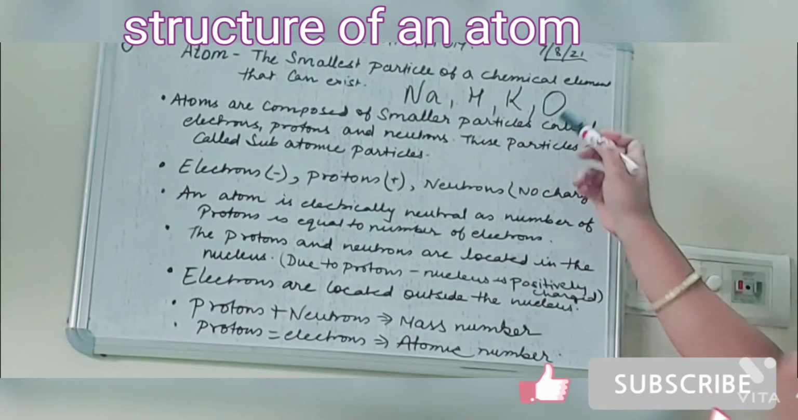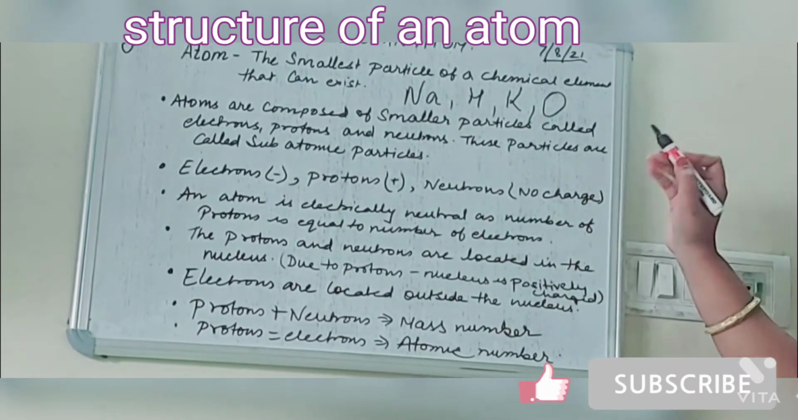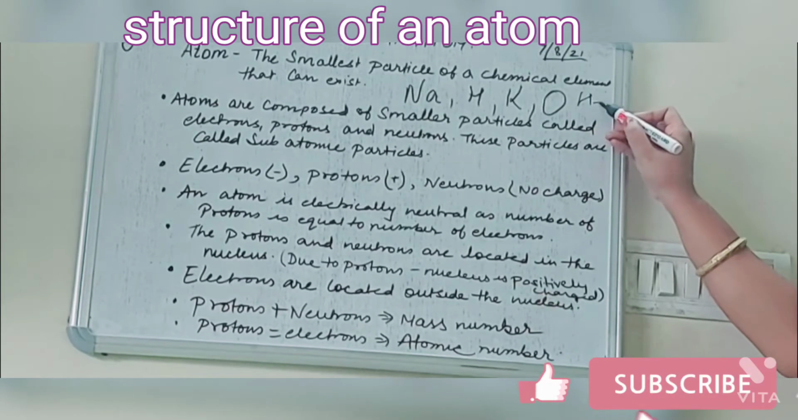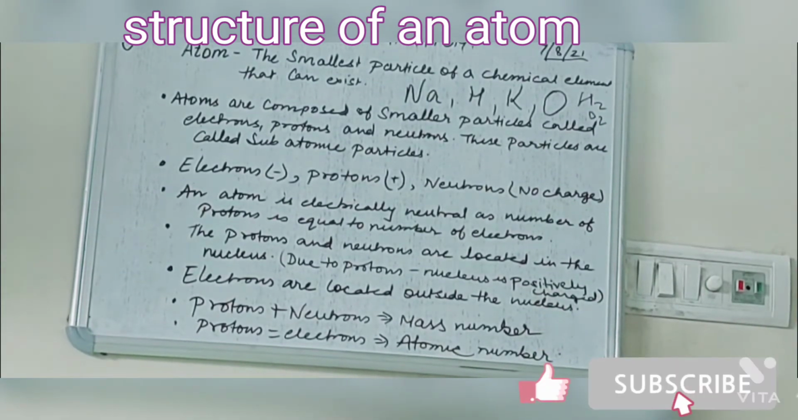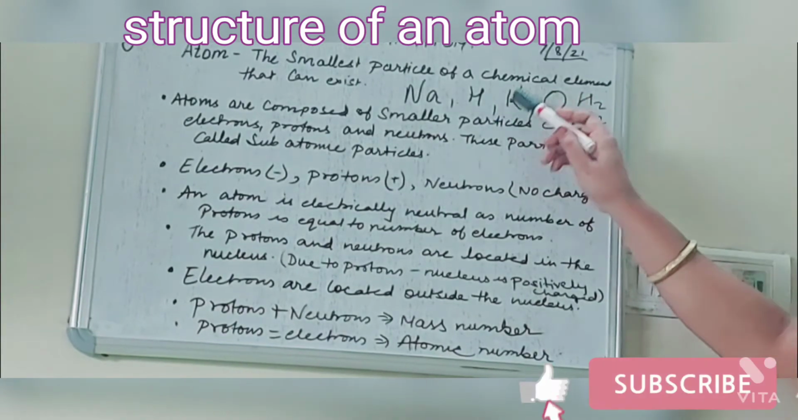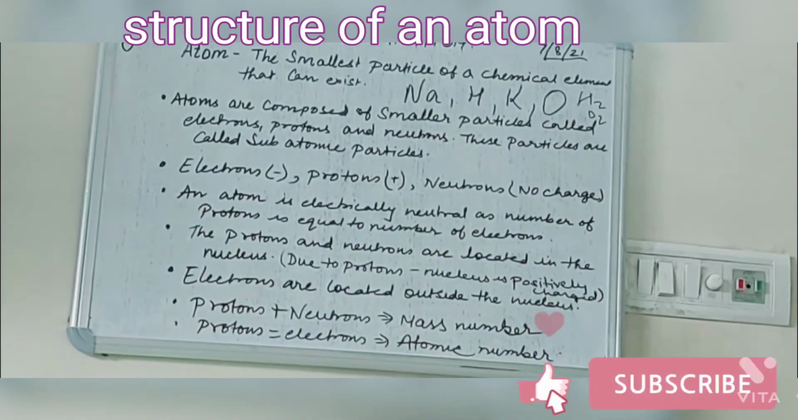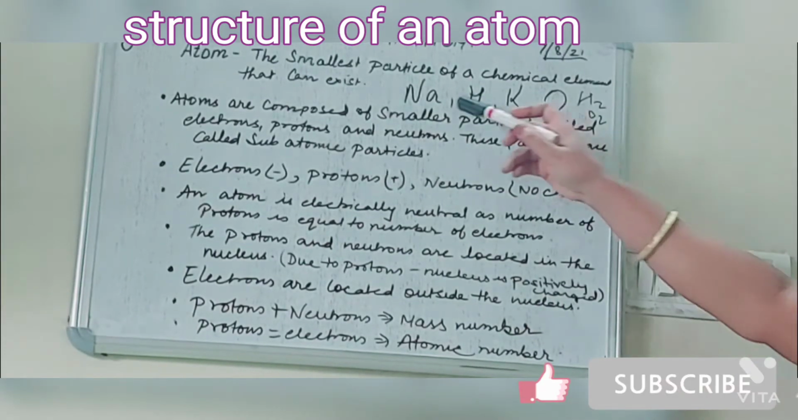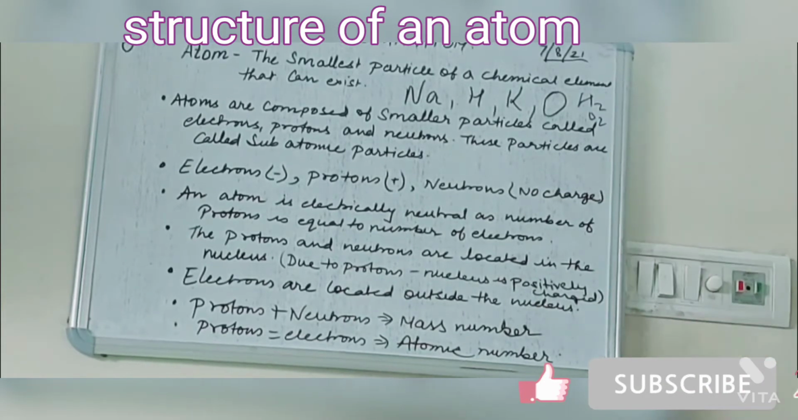Whereas in non-metals, generally in gases, we write H2. In gases especially, we write H2O2. So these are the molecules, not atoms. But the single representation of a metal as well as a non-metal or gas is actually the atom. So atom is the smallest particle of a chemical element that can exist.